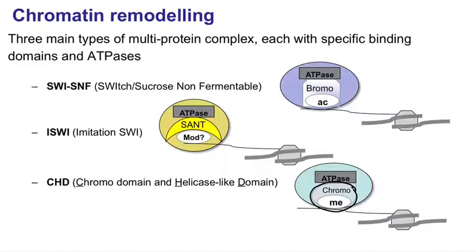In addition to this chromodomain, they also contain a helicase domain, and helicases are normally involved in unwinding DNA at the site of transcription or the site of DNA replication. And in this case, again, they contain the ATPase that's required for chromatin remodelling.